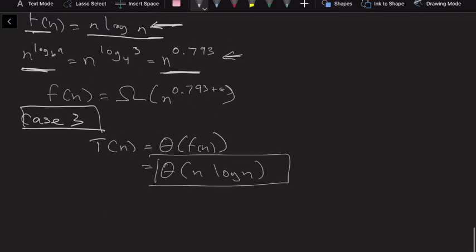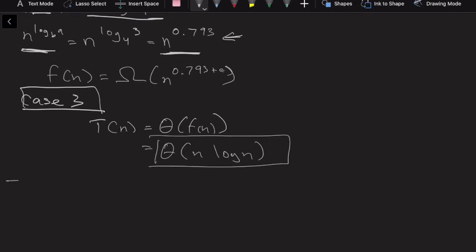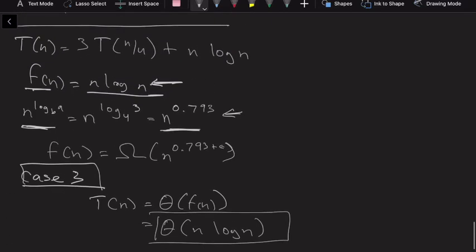Again, the main idea behind the master theorem is that this is a useful tool, because we could come up with our recurrence, which is going to be easy to do, and then we have the master theorem to calculate the runtime.